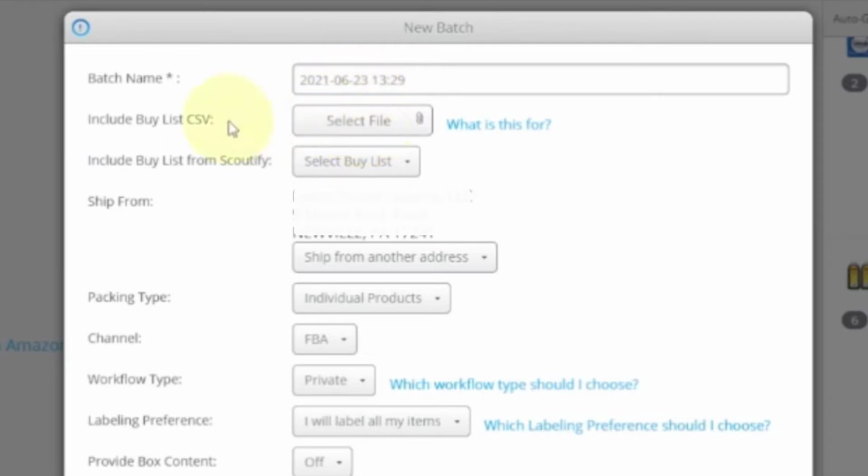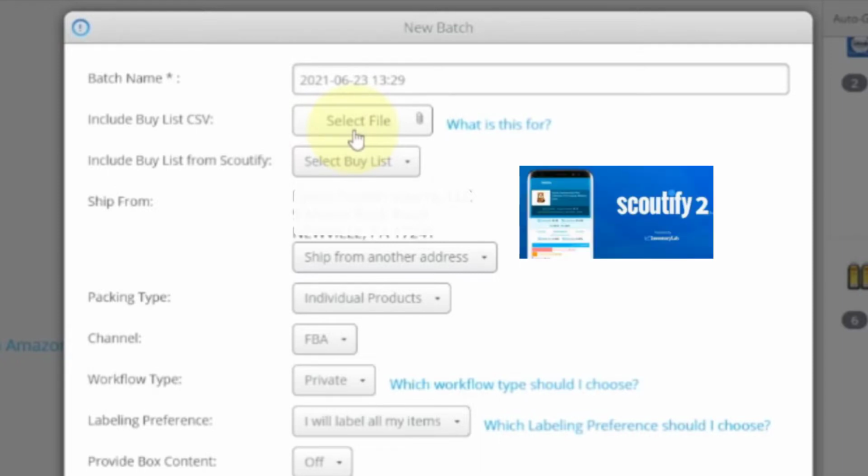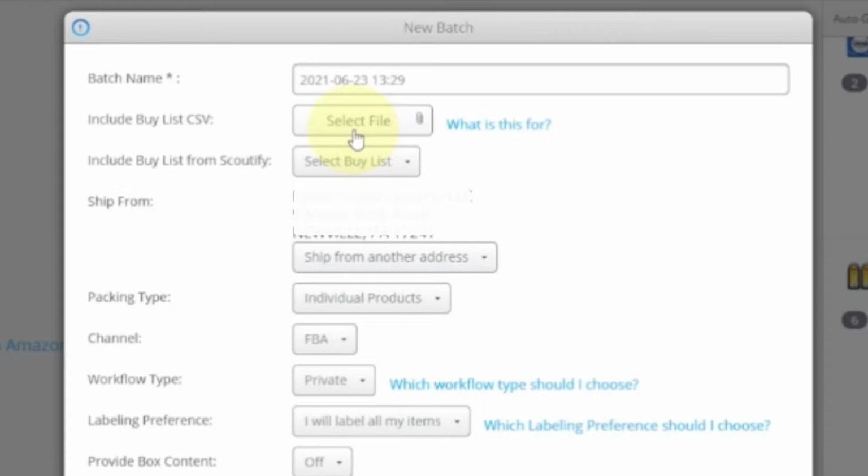I'm not going to get into this, but when you have Inventory Lab, you also get an app for your phone called Scoutify. So when you're shopping, instead of using the Amazon Seller app to scan, you can use Scoutify and save products, and then you can just import that later. It saves so much work for you. See, this was a buy list, and all I would have to do is click on that and it would enter that in there.